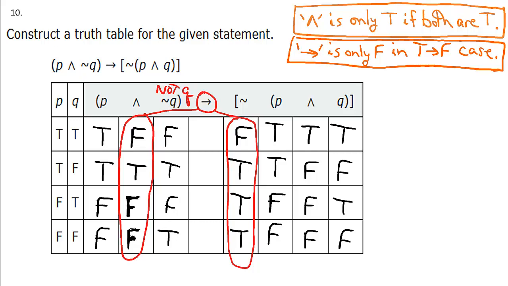So now we've got to remember that an implication is only false if you get T implies F. So if you look through there, there are no T implies F's at all. So the whole thing is true. So that turns out to be a tautology. Remember, a tautology is a statement that's always true.